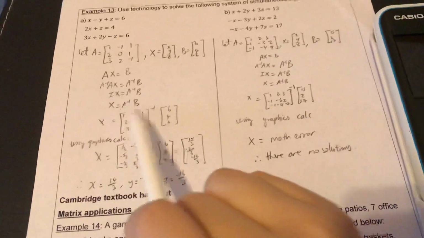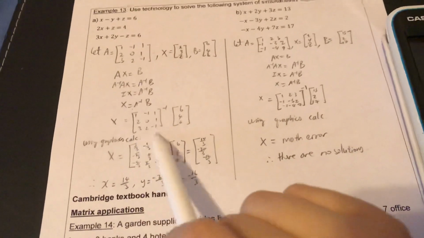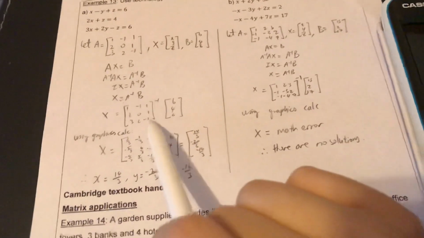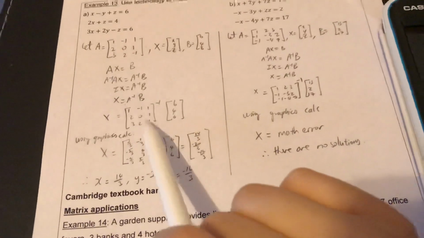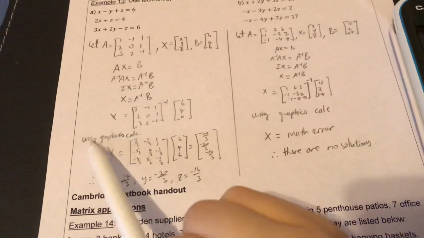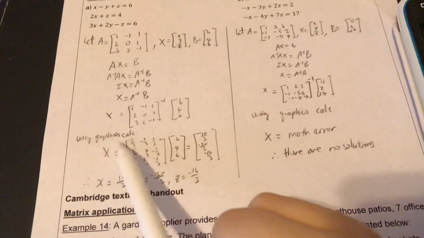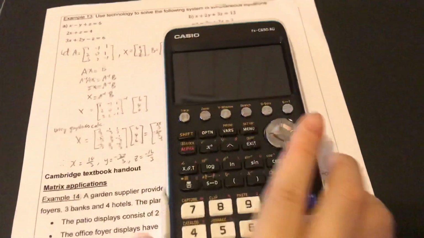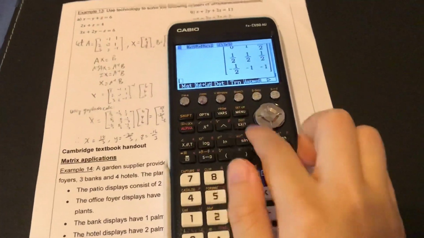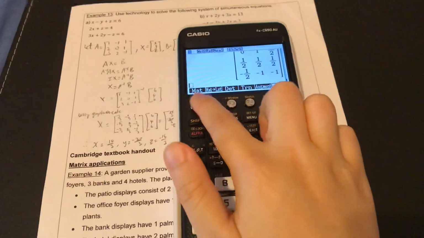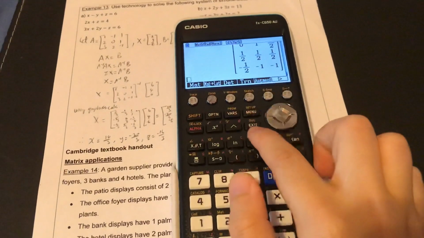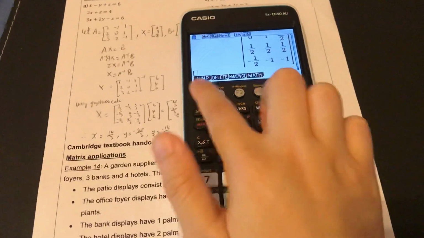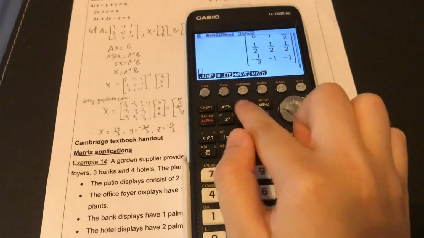Now, because this is a 3 by 3, we can't solve this algebraically yet until unit 3. So for now, we'll have to rely on our graphics calculator. So make sure you state using graphics calculator, because that tells the reader how you got your answer. So I'm going to jump over to my graphics calculator, turn it on. Right now, it's not at the default 4 tabs, so I keep pressing exit until I get back to my default tabs.